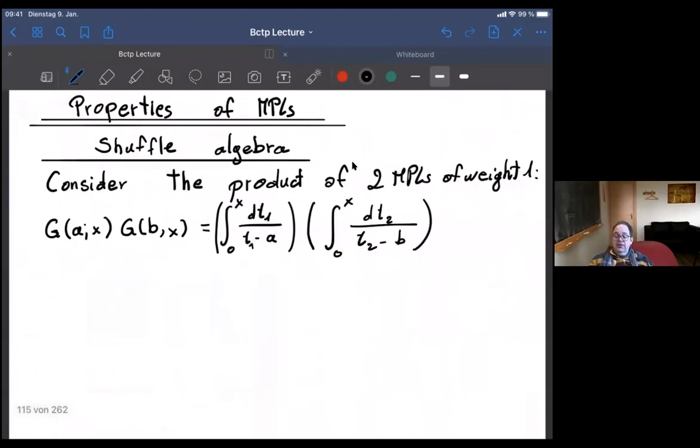Let's look at the first thing. Let me multiply two polynomials. For the sake of the example, let's multiply two objects that have weight 1. So an object that has weight 1 is an object of the type GAX. GAX is, for example, this interval here.